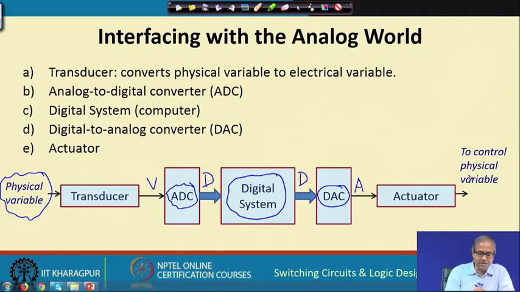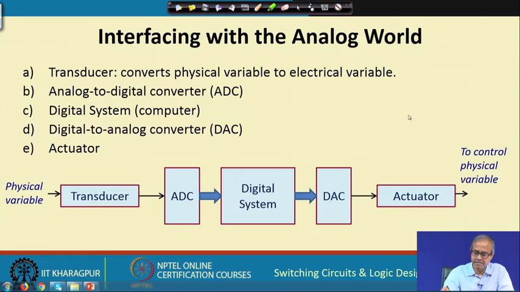So, in this overall picture we require the transducers which will convert the physical variable into some electrical signal. Then we have the analog to digital converter, then the digital system which can be a computer or any kind of digital subsystem, and the digital to analog converter at the output side, then the actuator. Now, in this lecture we shall first be looking into some aspects of the digital to analog converter. Let us move on.